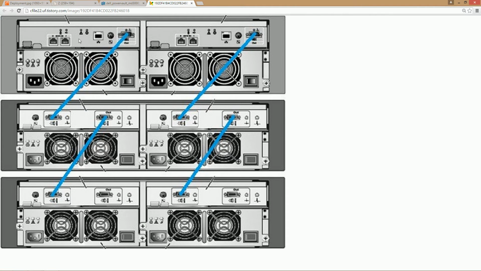This is our network-based SAN. These would be add-ons to that SAN that are directly connected to that SAN. So that DAS unit, direct access storage, would be these bottom two. They are directly connected to our SAN.